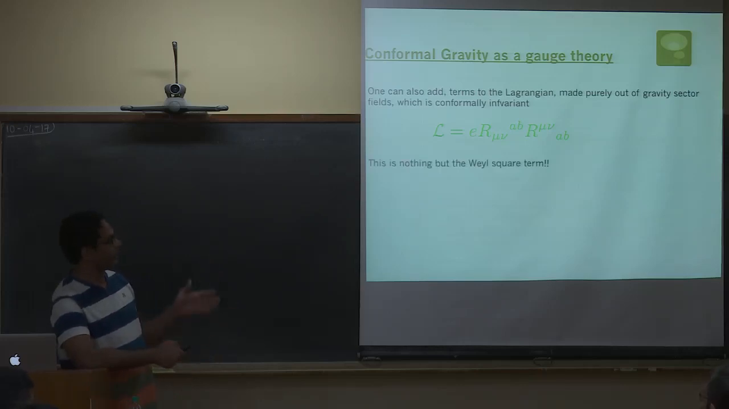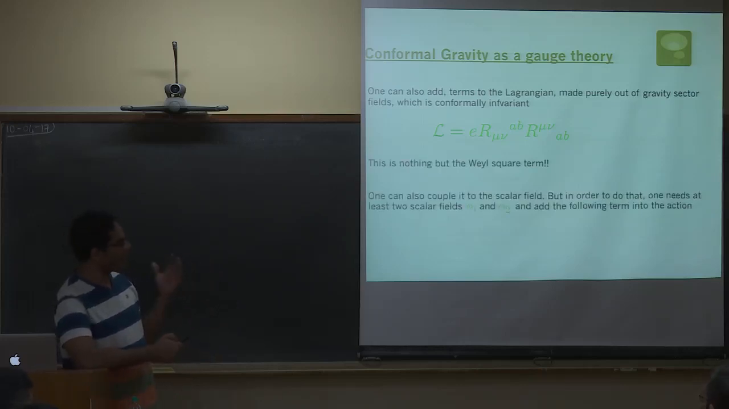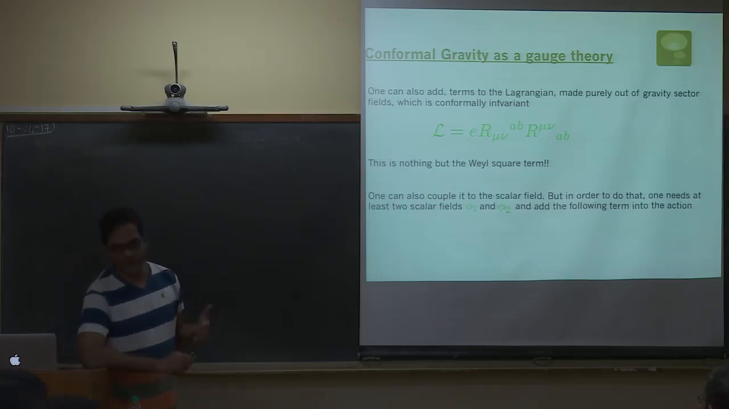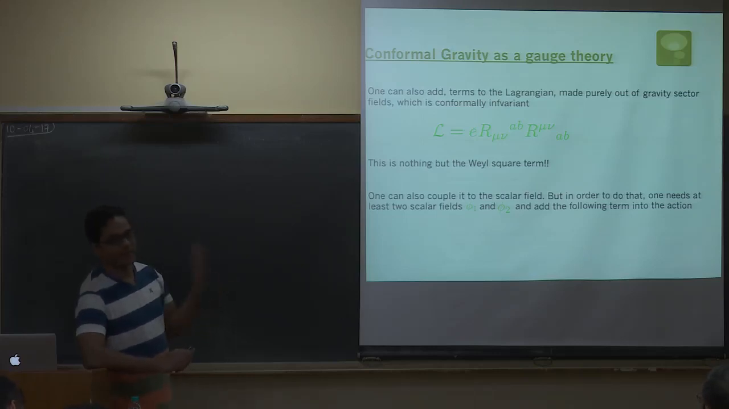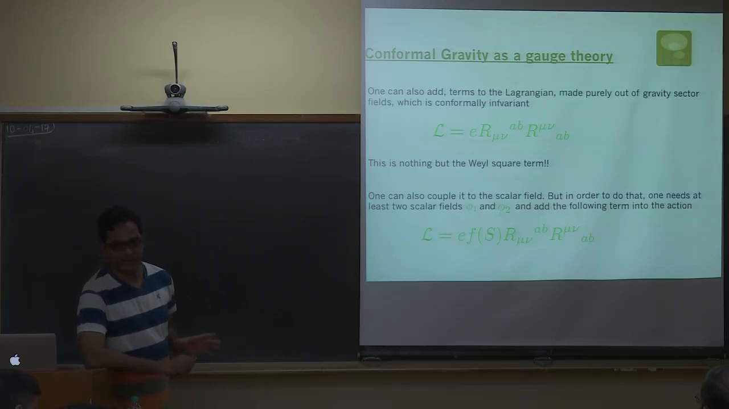Okay. But so this is the Weyl square term. But if you want to couple it to the scalar field also, and it maintains full conformal invariance, then you need at least two scalar fields. Because one scalar field has Weyl weight, so you cannot write down any combination of just one scalar field which is invariant. Right? So you need at least two scalar fields such that you can take the ratio of these two scalar fields and you can add an arbitrary function of this ratio to this Weyl square term, and that will still be conformally invariant.